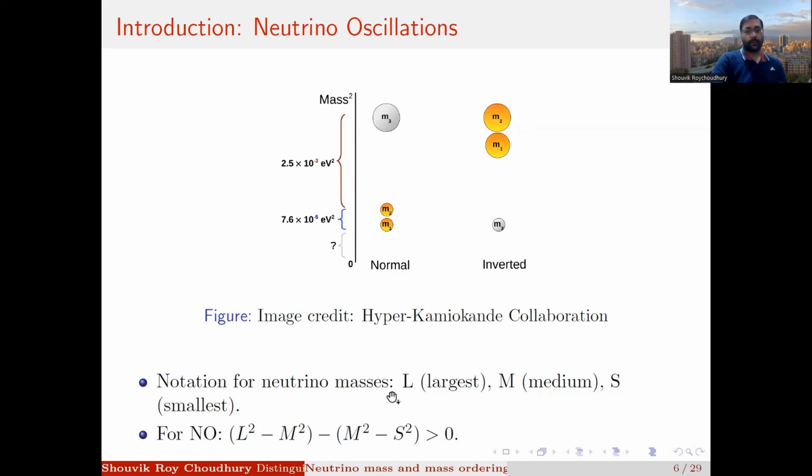Now, if we use the notation that capital L is for the largest mass, M for medium mass, and S for smallest mass, then we can define normal ordering as L squared minus M squared minus (M squared minus S squared) greater than 0. And for inverted ordering, this would be less than 0. So for any 3 given masses, we can use this condition to say whether it is normal ordering or inverted ordering.